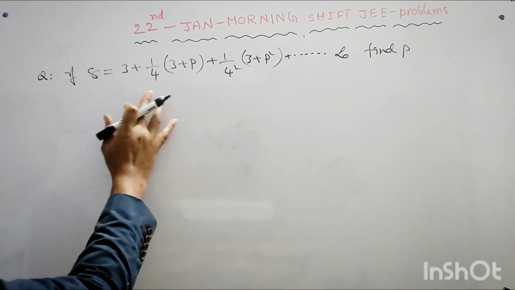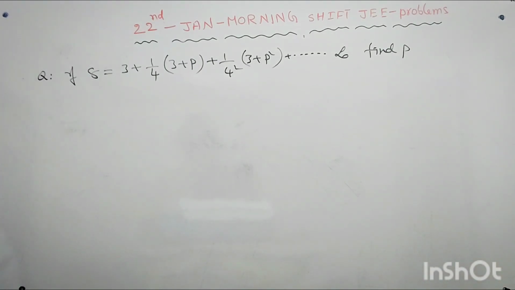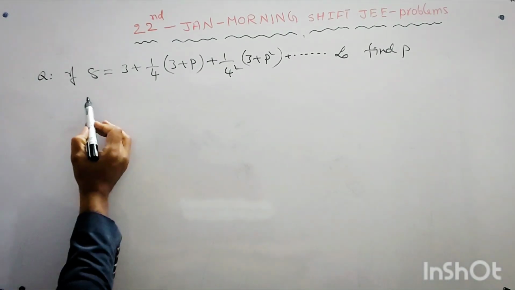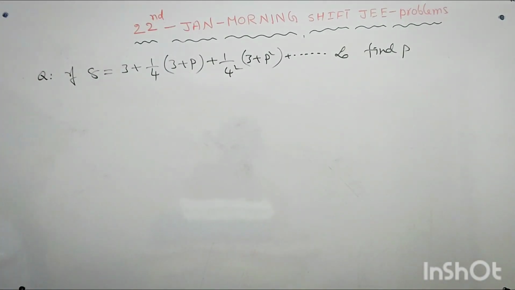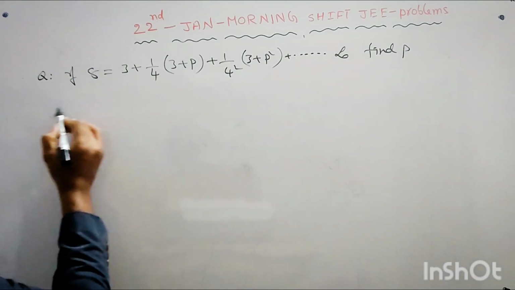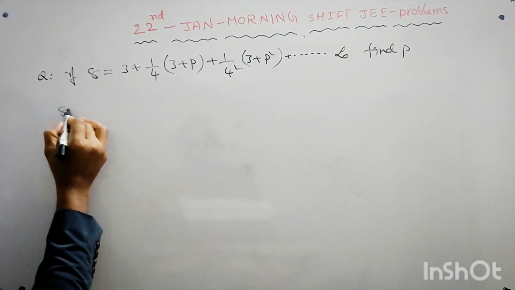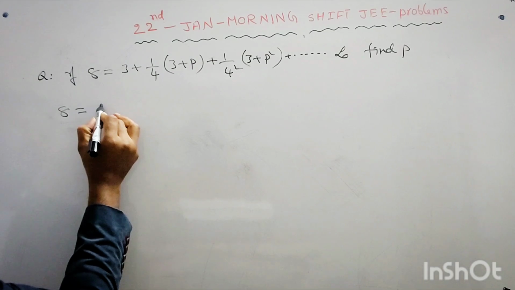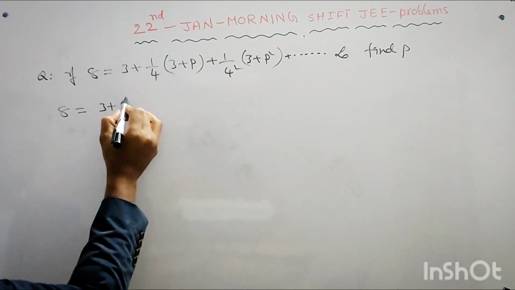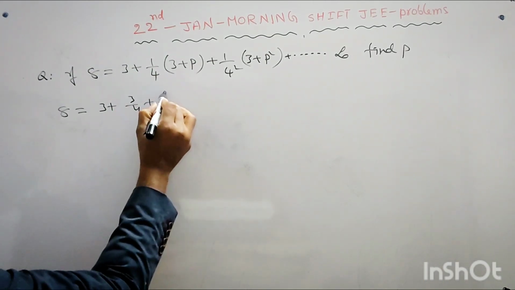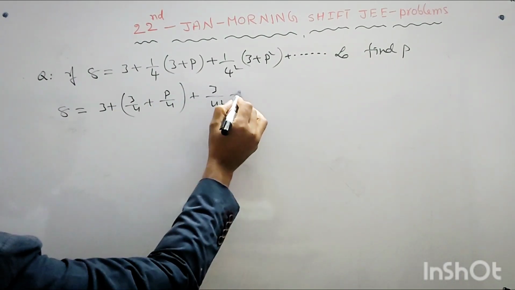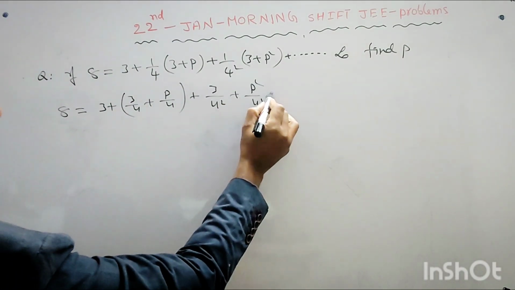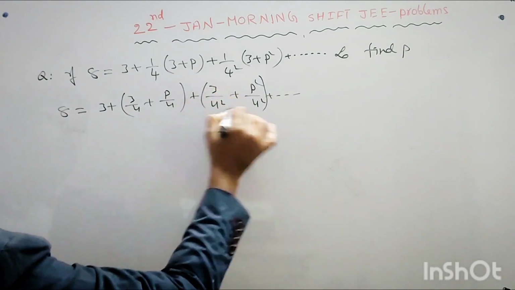One more question. This is a question from the progression chapter. So this is the given infinite series. Then find the value of p. Take the given series here: 8 is equal to 3 plus, multiply 1 by 4 inside the bracket, 3 by 4 plus p by 4. Similarly also 3 by 4 square plus p square by 4 square, and so on till infinity.